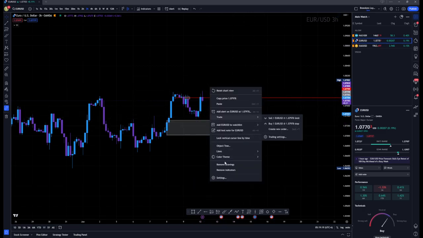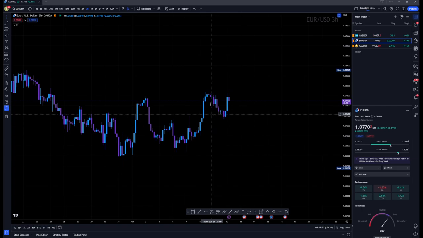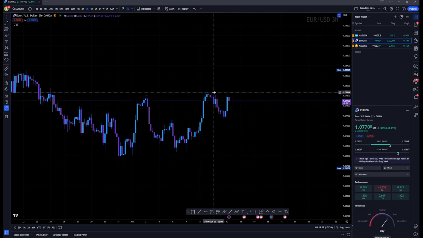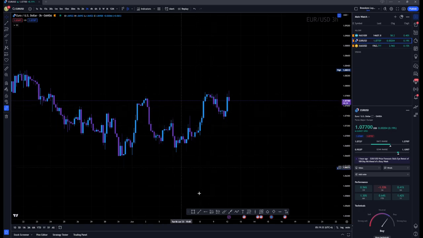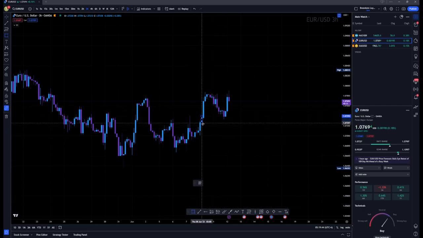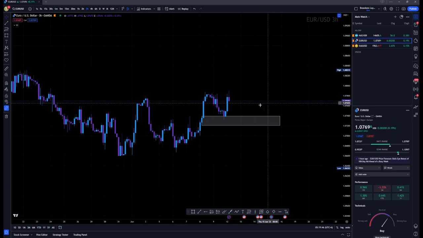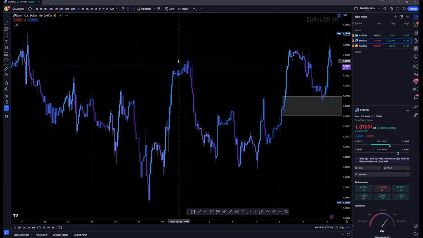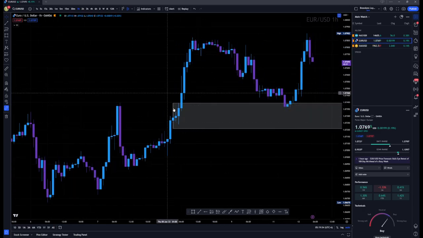Yep. I mean, ultimately, we want to see if this is going to make a strong body close. If not, we definitely want to see price mitigate about 50% of that, continue up, mitigate the open, continue up. So like that. Break up.